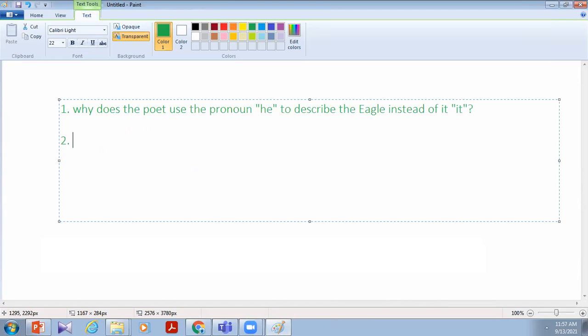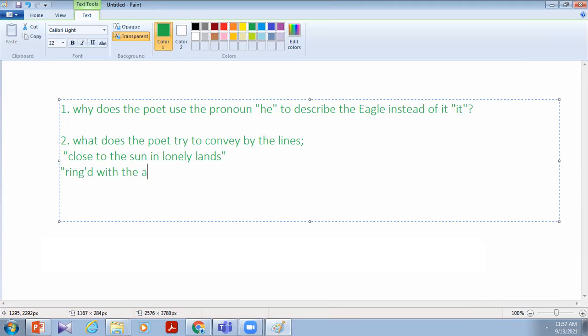Second one: what does the poet try to convey by the lines? I'll give you a few lines because they can ask any of these. Close to the sun in lonely lands, and also we can say 'ringed with the azure world, he stands'. And then you can even get a question like this.